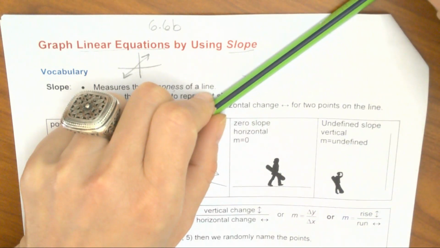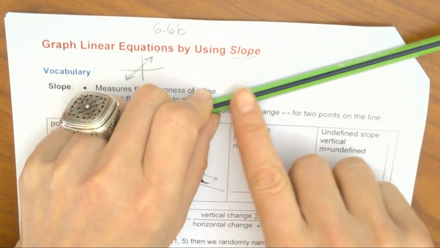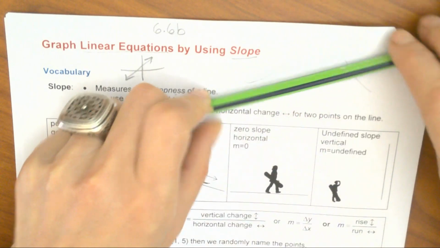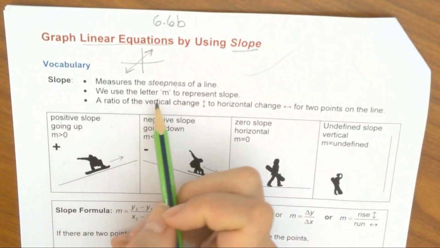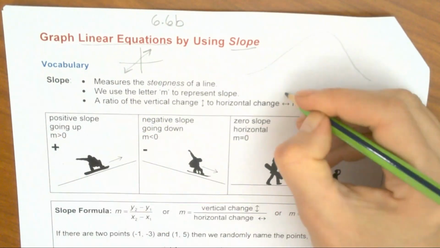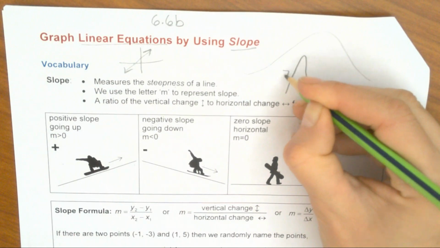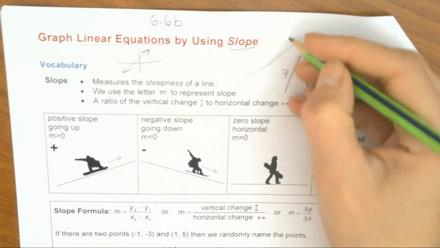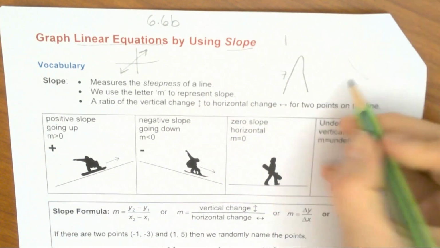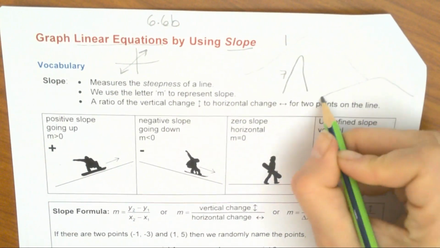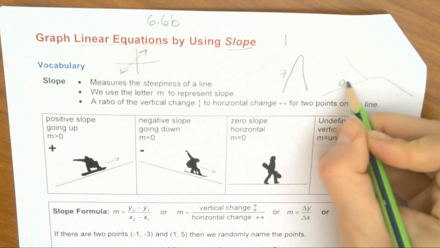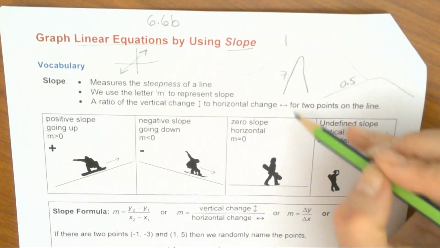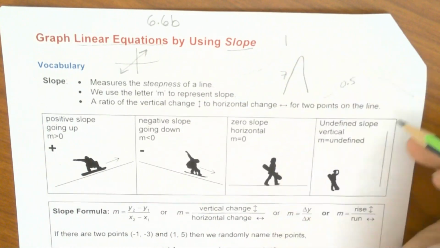And sometimes you have hills that are not steep at all, so that's a very low steepness. Slope just measures the steepness. If you have a really steep hill, you might have a slope of 7. If you have a medium steepness, it might be a slope of 1. And if it's not steep at all, it might be a slope of a half. So the bigger the slope number, the steeper the hill.